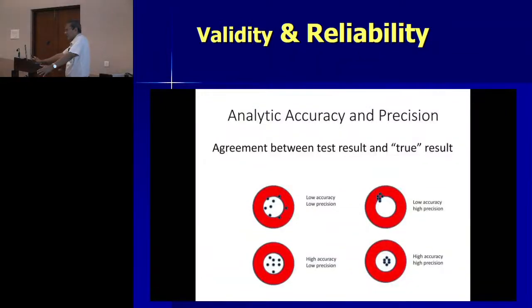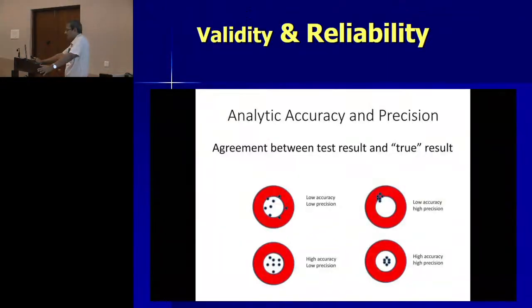So again, this comes to the issue of validity and reliability. Validity is accuracy or the truth, and reliability is how reliable you are, how consistent you are, how precise you are, repeatability. These are issues that come under reliability.